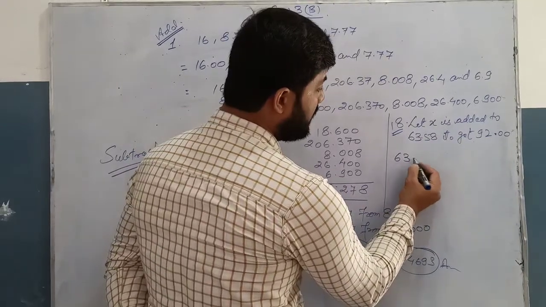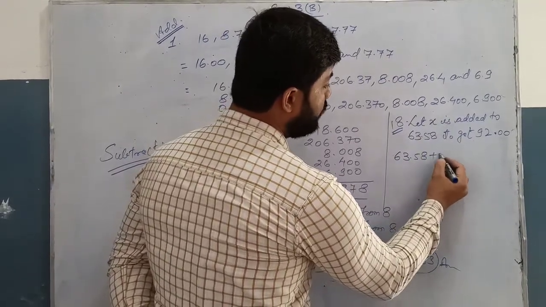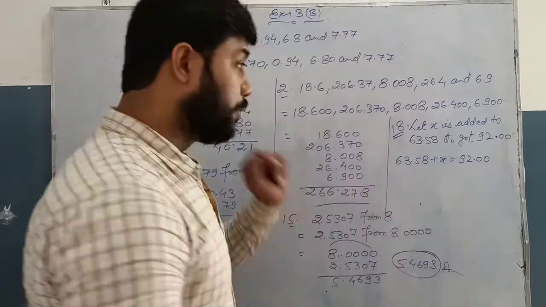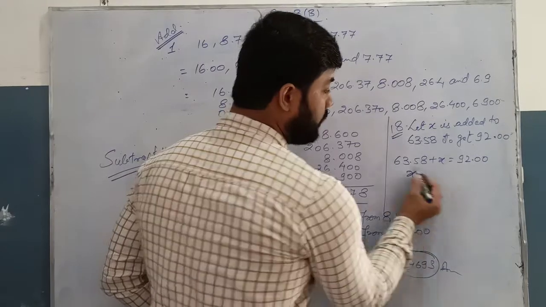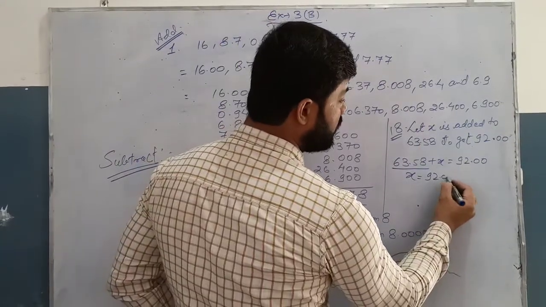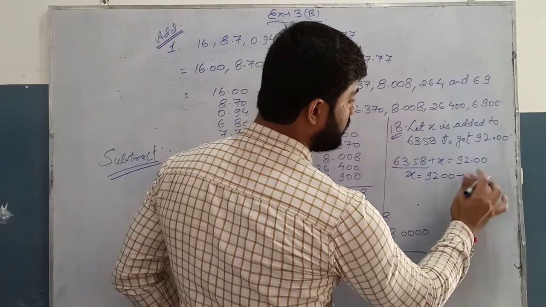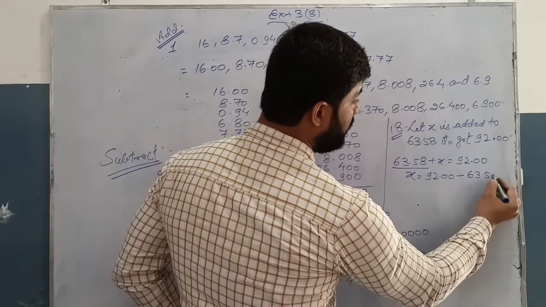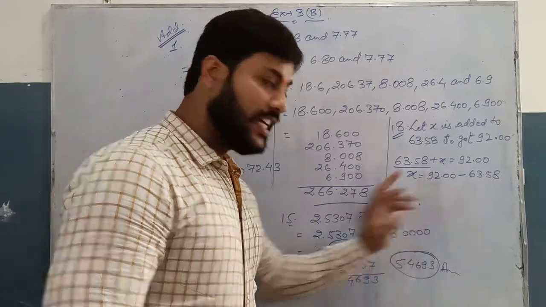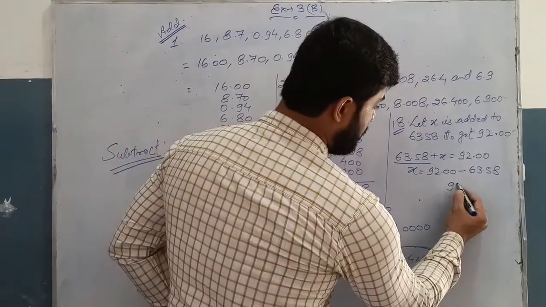Now x is added to 63.58, so 63.58 added to x gives you 92.00. We will send 63.58 to the other side. So x equals 92.00 minus 63.58. Now we will reduce 63.58 from 92.00.